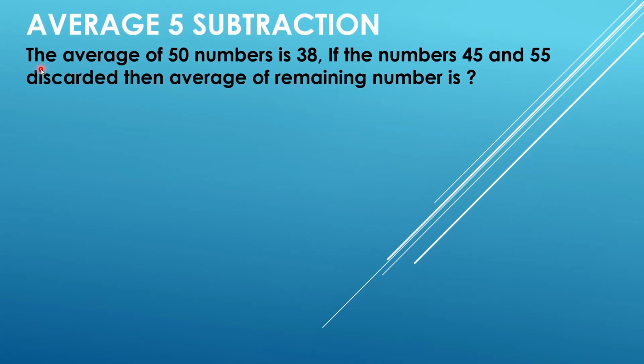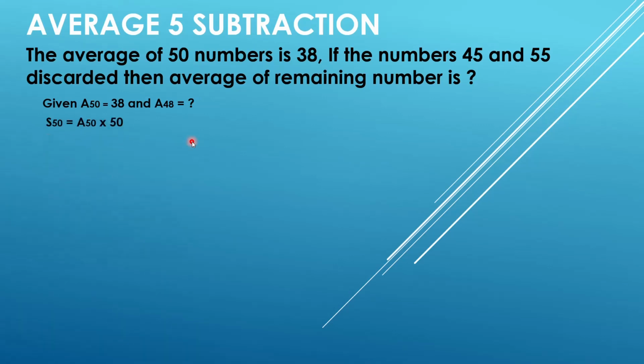What they have given here: the average of 50 numbers is 38. A50 is given as 38. If the numbers 45 and 55 are discarded, means they are removing 45 and 55 from those 50 numbers, then the remaining numbers, now you need to find out what the average is. So how to calculate? They have given 50, and what you need to find out is A48.